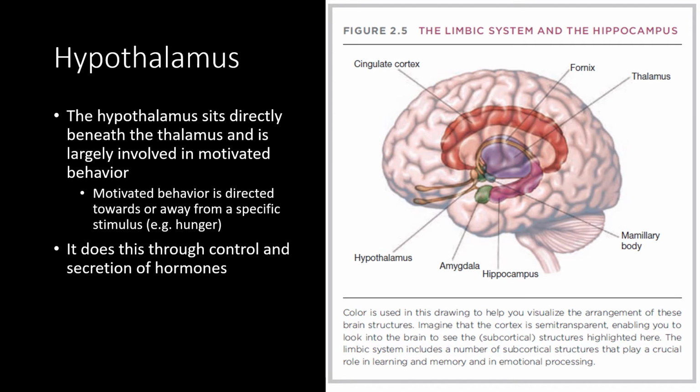An example would be hunger. When we are hungry, we are often drawn towards certain types of stimuli that will lead us to satisfy that urge. Now, it does this through the control and secretion of hormones, and is also related in this sense to the pituitary gland, which also regulates certain hormones. And this is ultimately how it is able to control our various motivational states.